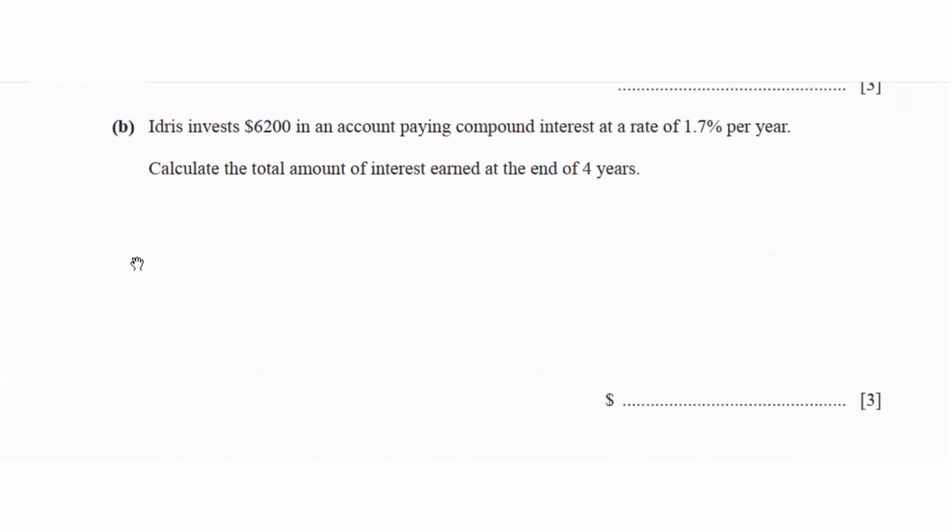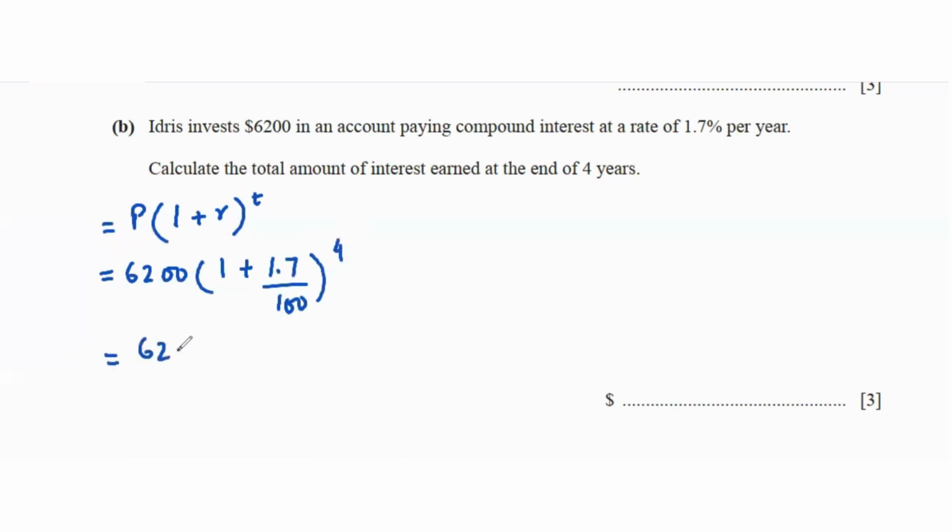He invests $6,200 in an account paying compound interest at a rate of 1.7% per year. Calculate the total amount of interest earned at the end of 4 years. So we will do P times 1 plus R to the power of T. And this entire thing will be subtracted from 6,200, which is the principal amount. So let's first find the value of the amount after he's gotten the interest. So that's going to be 6,200 times 1 plus 1.7 over 100 to the power of 4.